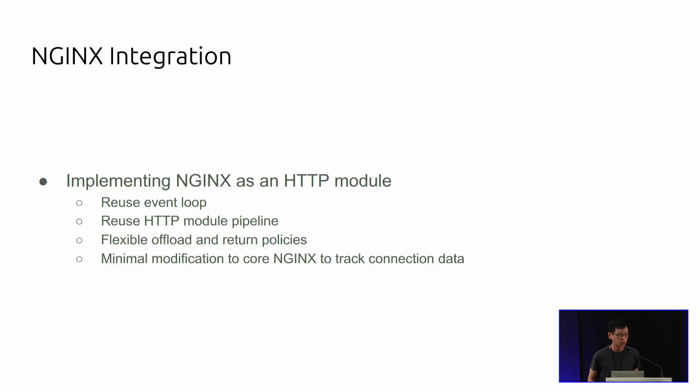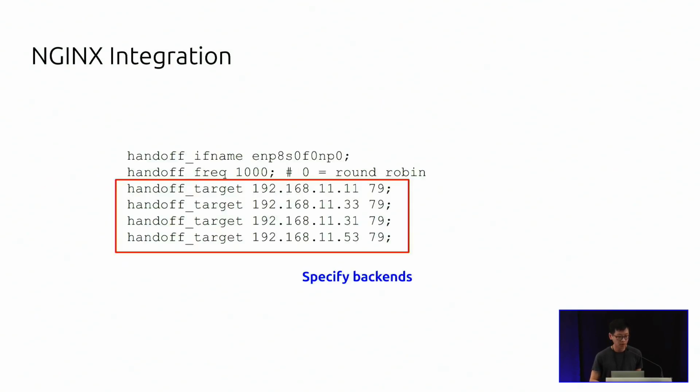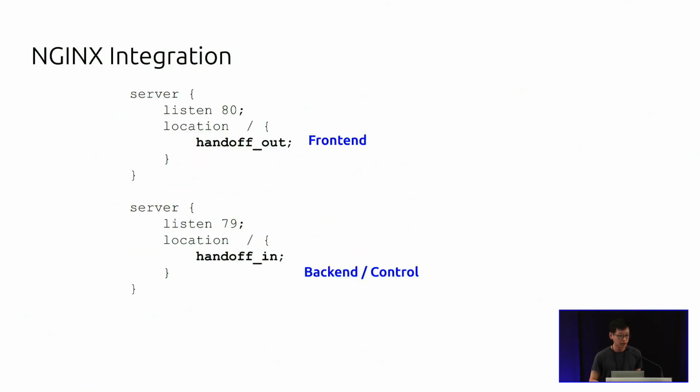Because we assume homogeneous backends, so all the backends are the same, we can implement flexible offload and return policies within the module. For example, round robin, handoff once, and so on. And because we use the module interface, we are able to do this with minimal modification to the Nginx core code. However, we still need to attach some pointers to track connection-oriented data structures. So to use this, we can simply specify the backends using Nginx directives in the configuration file, and also specify the endpoints.